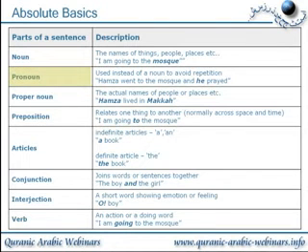Then we have the pronoun, used instead of a noun to avoid repetition. Hamza went to the mosque and he prayed. So instead of saying Hamza went to the mosque and Hamza prayed, we substitute Hamza's name with a pronoun called he. A proper noun is a type of noun, the actual names of peoples and places. So Hamza lived in Mecca. So both Hamza and Mecca are proper nouns.